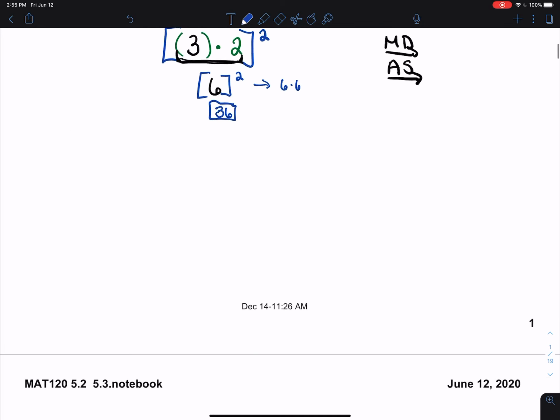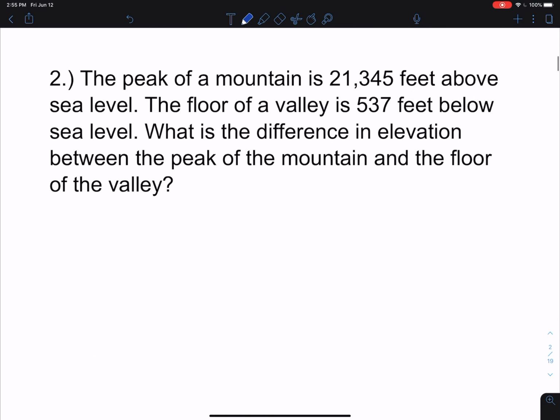Let's look at another word problem. It says the peak of a mountain is 21,345 feet above sea level. The floor of a valley is 537 feet below sea level. What is the difference in elevation between the peak of the mountain and the floor of the valley?